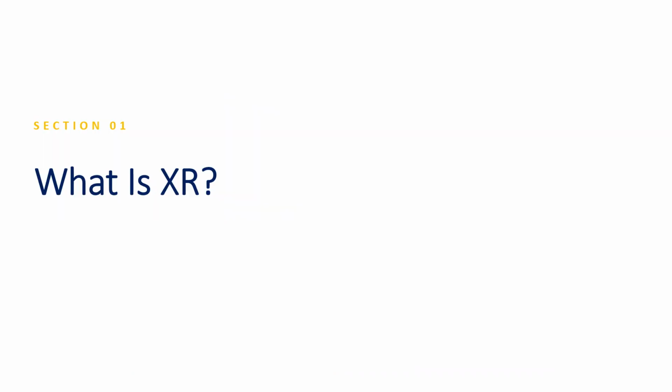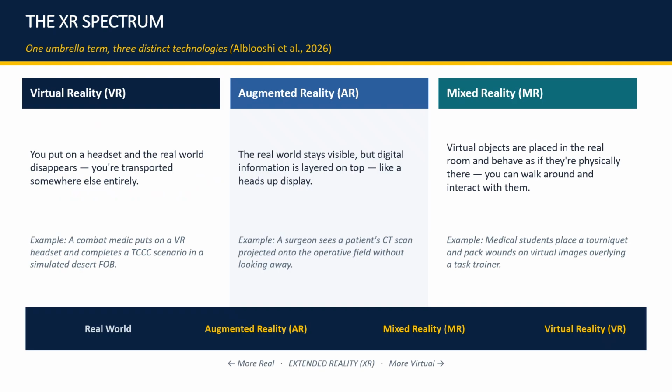Let's start at the very beginning. What exactly is XR? Well, in reality, it's an umbrella term for virtual reality, augmented reality, and mixed reality, which we'll define further on the next slide. If you're anything like me, I've found these definitions very confusing over the last few years, so let's break them down. Virtual reality is any time you put on a headset and the real world disappears.